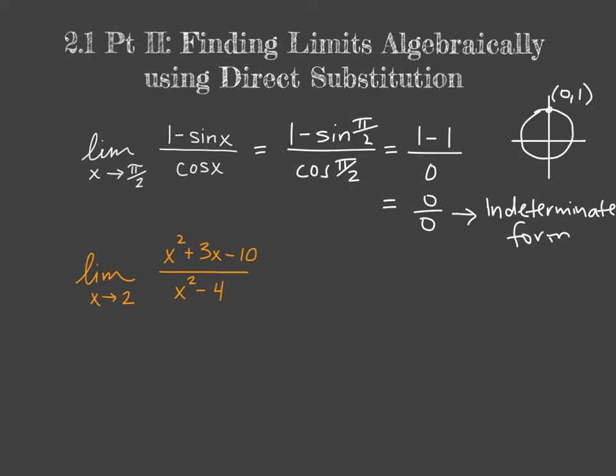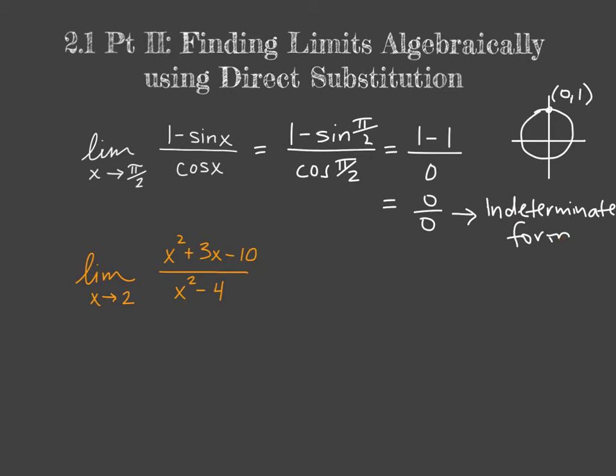And in that case, it might be using trig identities, it might be factoring, it might be rationalizing, it might be the sandwich theorem. There's a lot of different things that we might be able to do. But when you get indeterminate form, 0 over 0, that means that the limit still exists. We just don't know what it is yet. So at this point, all you can write is indeterminate form.